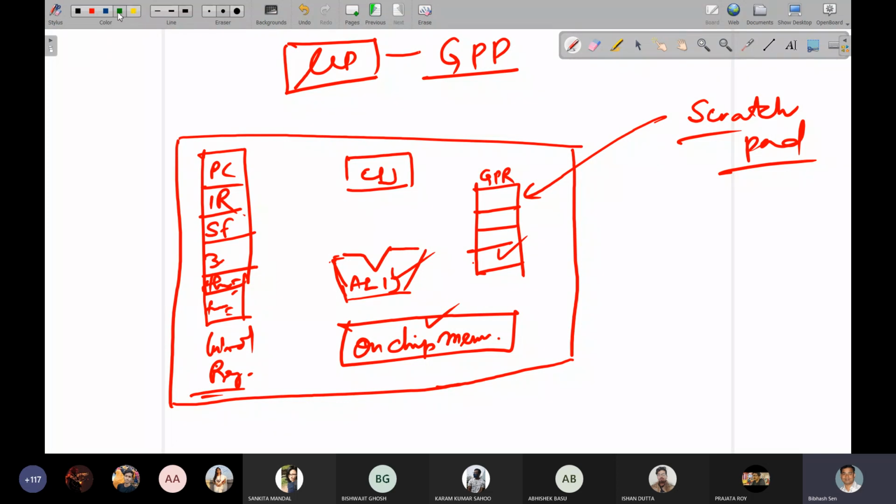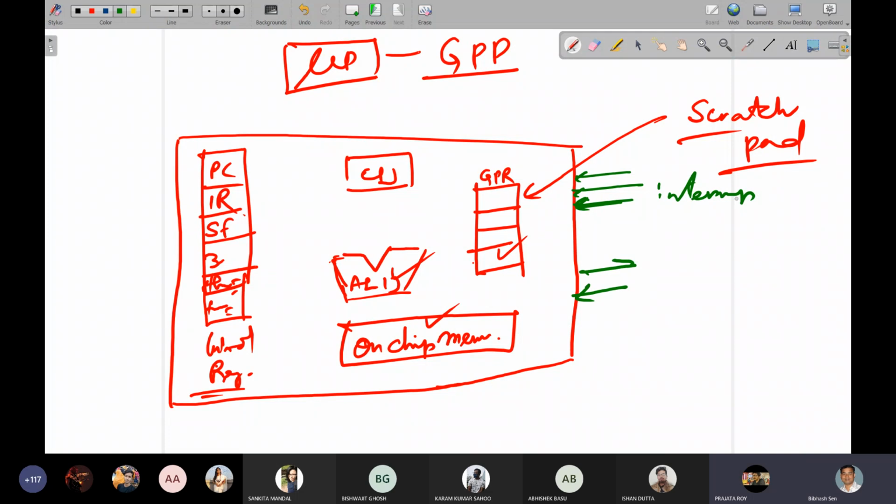And apart from that, you will find some interfaces. You will get some interrupt. So for interrupt purpose, some port will be configured with the memory. That is our processor.